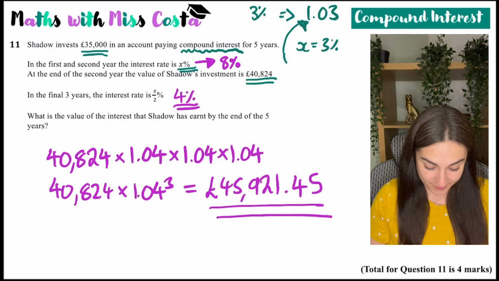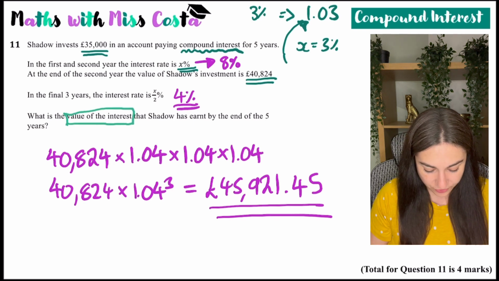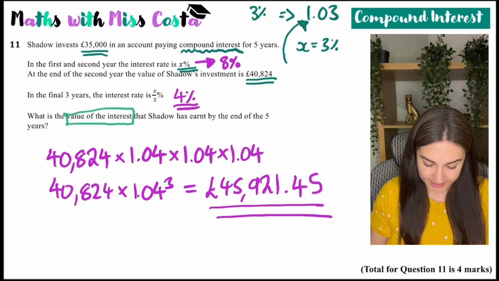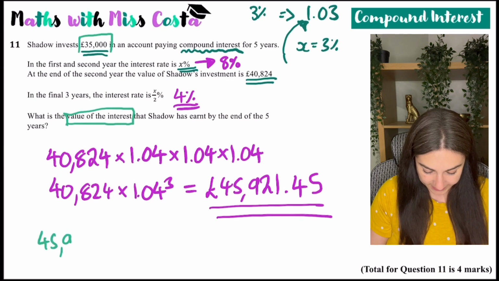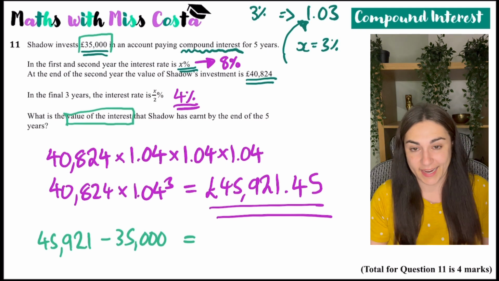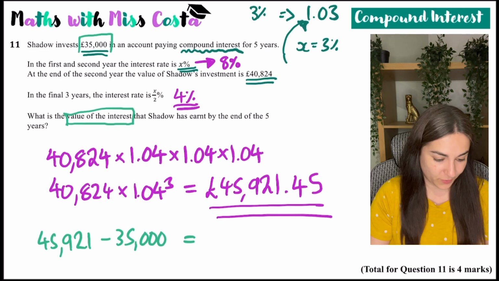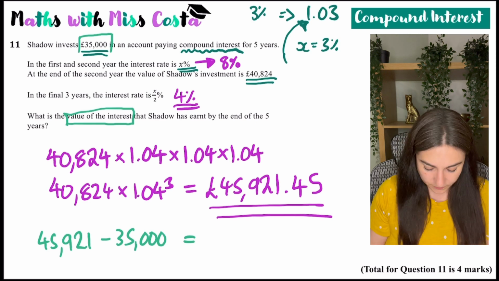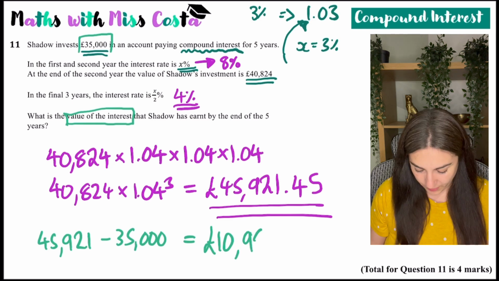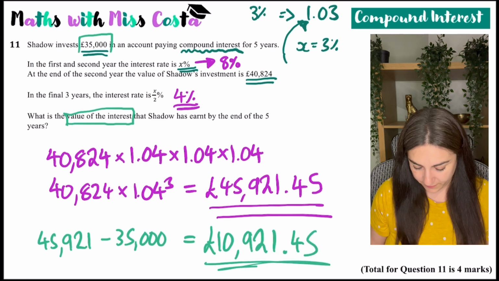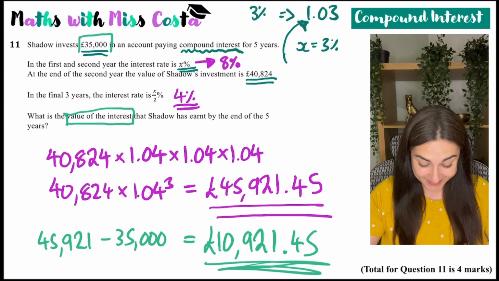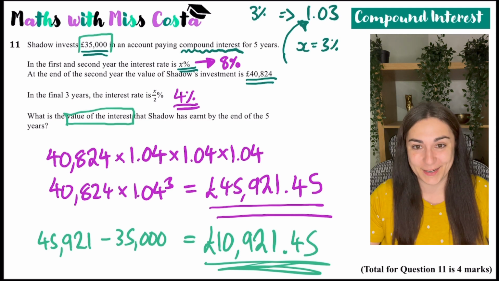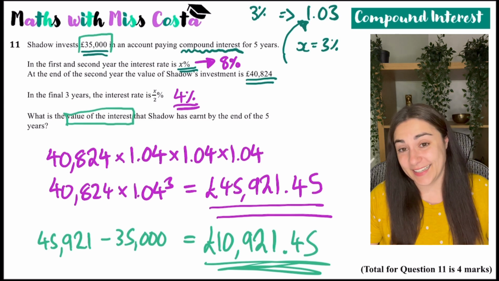But read the question carefully. It says, what is the value of the interest that Shadow has earned by the end of the 5 years? So if he invested £35,000, then we're just going to subtract that. So 45,921 take away 35,000 gives me £10,921.45. And that is an excellent interest rate if you can ever find any bank account giving you 8%. Easy way to make great money.